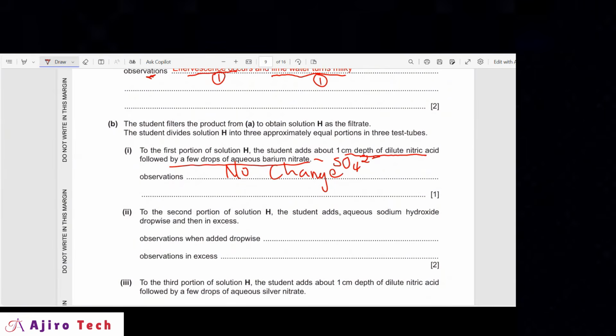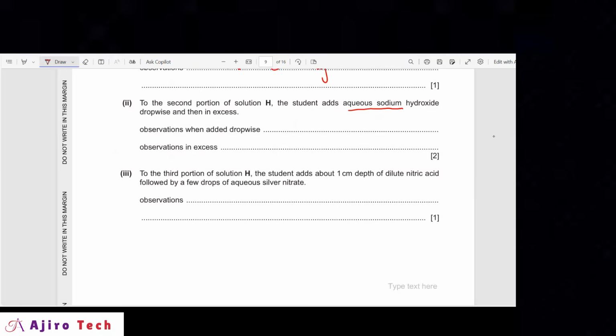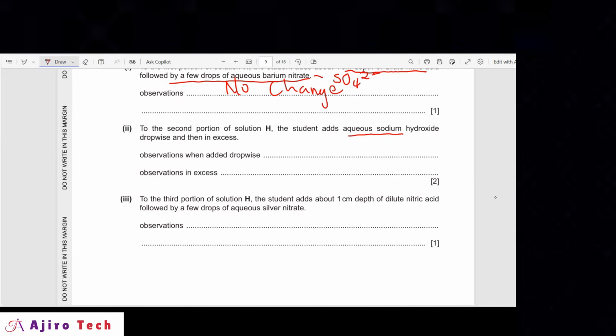All right. So the second portion of solution H, the student adds aqueous sodium hydroxide, dropwise, and then in excess. So by the time you check your table of ions, we could simply go to the end of this table. I don't want to spend too much time on this paper. So when you go back all the way to the table, you see that when you add sodium hydroxide, because you're testing for calcium this time, you're going to have a white precipitate. Because that's a test for calcium ions. Under your test for calcium ions, you see a white precipitate formed.